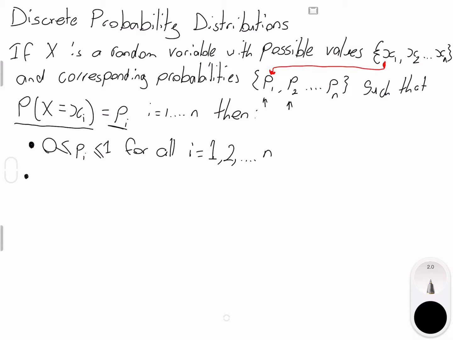Which brings me to my next point. The sum of all these probabilities is going to be equal to 1. When you add them all up, they've got to equal 1. If it doesn't equal 1, then something's wrong, so go back and check your working out, or it just is a wrong probability distribution.